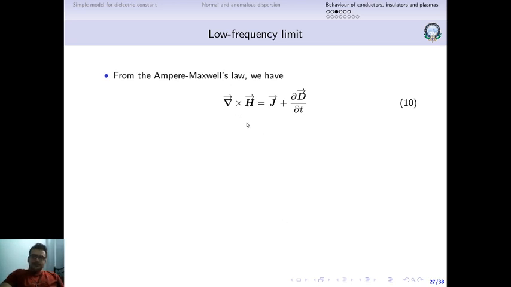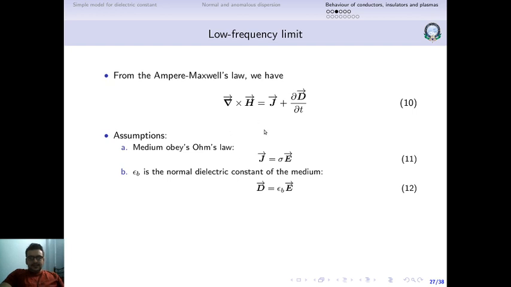Now let us go to the Ampere-Maxwell law, which we have discussed in the classroom. The Ampere-Maxwell law is simply curl of H is equal to J plus dou D by dou t. Here D is the electric displacement, and we'll assume here that the medium obeys Ohm's law. Obeying Ohm's law means J is directly proportional to E, and the proportionality constant is known as the conductivity of the medium.